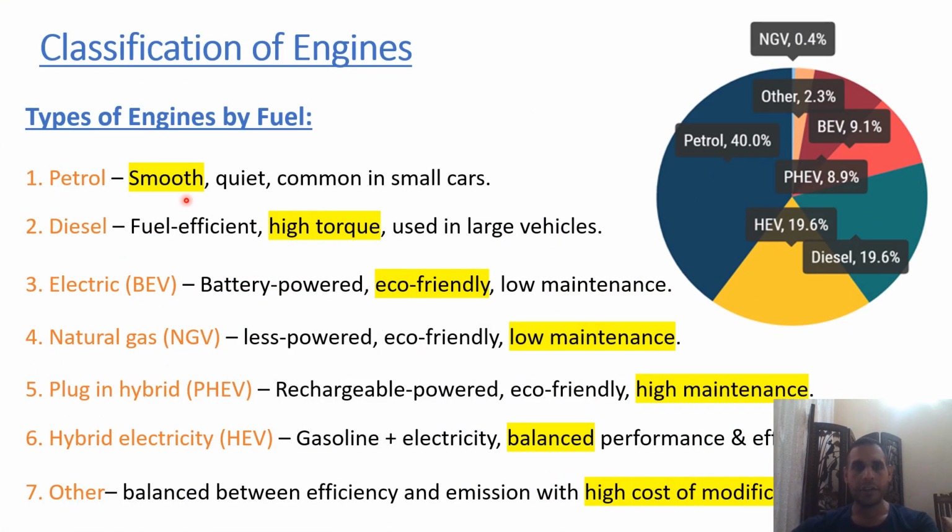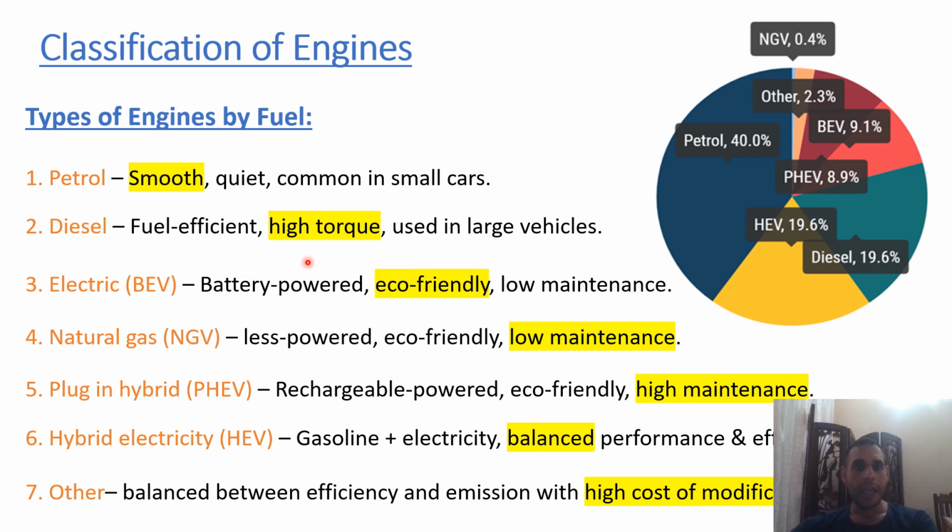Classification of engines according to the fuel used. We can see there are different types of fuel: petrol, diesel, electric, natural gas, plug-in hybrid, hybrid electricity, and others. Each and every type of fuel has its advantages and disadvantages. For example, petrol is smooth and quite common. Therefore, we can see statistically that petrol is used in around 40% of internal combustion engines around the world.